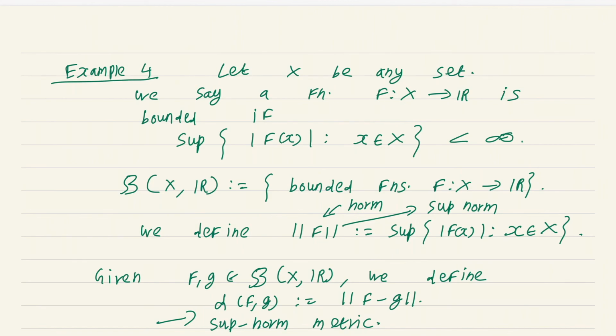With these examples at hand, let's move on and define all the basic concepts that you have already seen in the chapter on a taste of topology and generalize those concepts to the setting of a metric space.